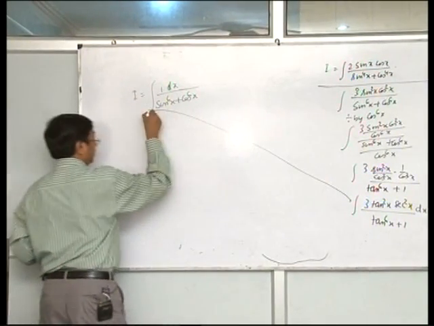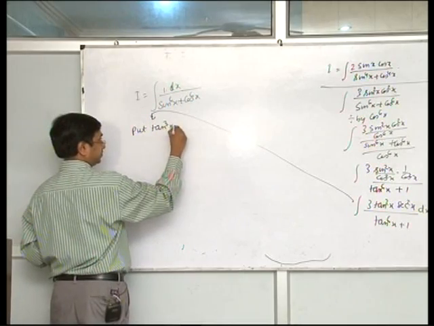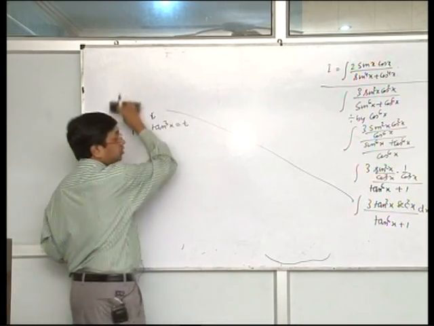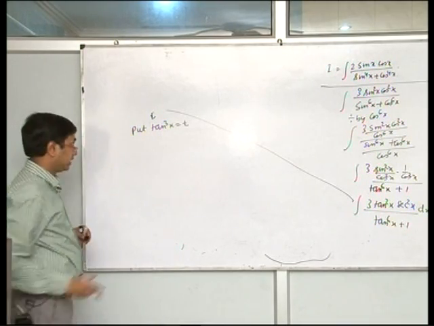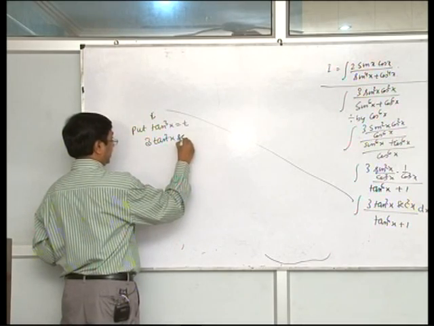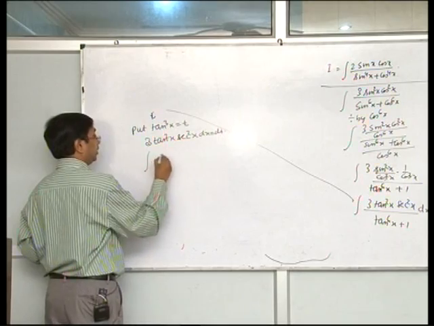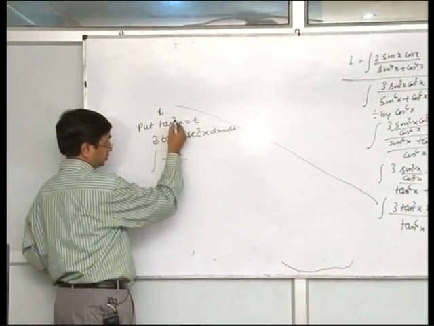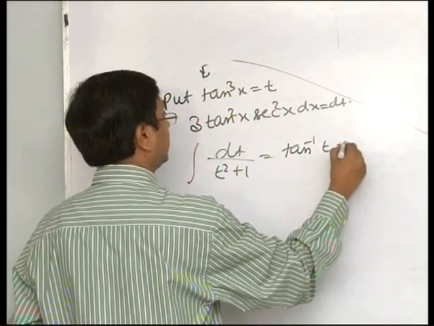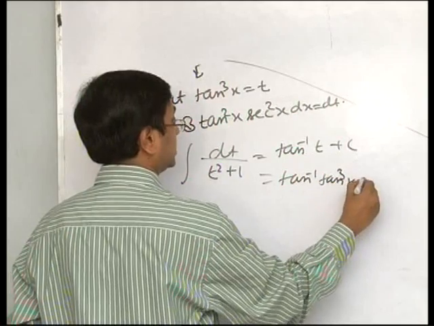After this step, what I am doing is putting tan cube x equal to t. So once you put tan cube x equal to t, what will you get? 3 tan square x, and then the derivative of that is sec square x dx is equal to dt. So it would become dt over 1 plus t square, since tan 6 is the square of this. So you don't have to do anything, you just get very easily tan inverse tan cube x plus c.